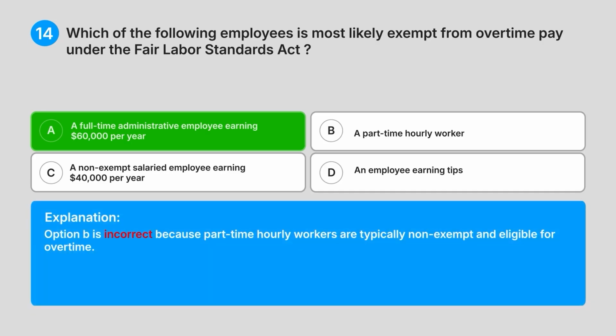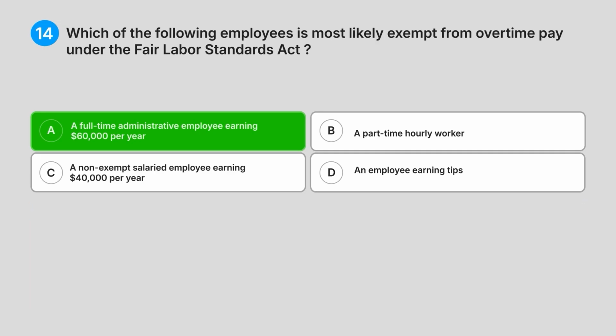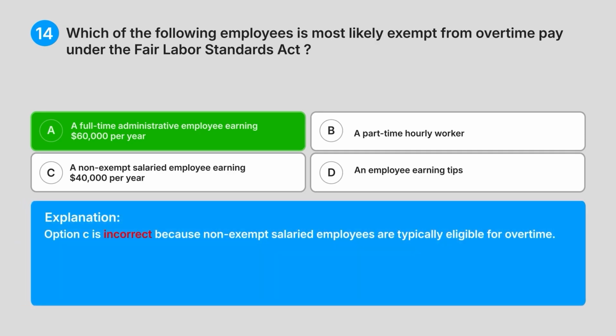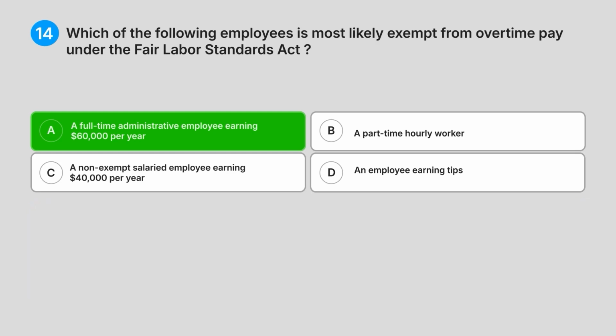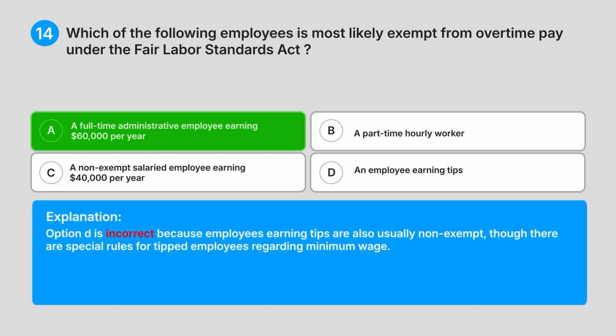Option B is incorrect because part-time hourly workers are typically non-exempt and eligible for overtime. Option C is incorrect because non-exempt salaried employees are typically eligible for overtime. Option D is incorrect because employees earning tips are also usually non-exempt, though there are special rules for tipped employees regarding minimum wage.